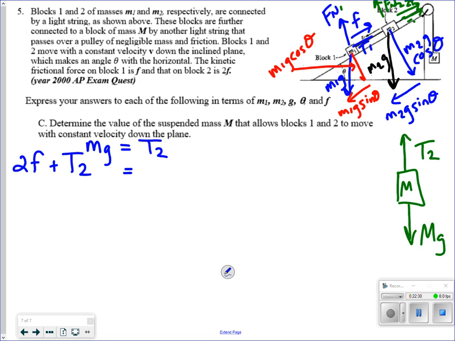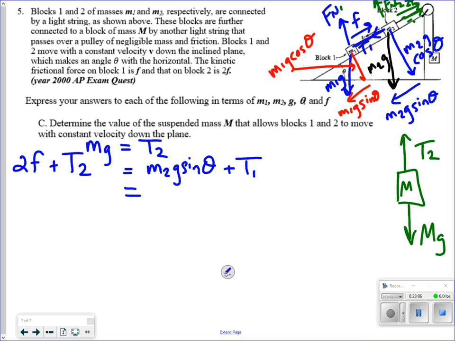And for block 2, what's trying to go down the hill, right? That's the main thing that you have to ask yourself. Well, for block number 2, you've got m2 g sine theta. I think I said that backwards, but you get the gist, right? And there's also T1. T1, I think I forgot to put on there, right? But this guy over here's got T1 trying to go down the hill. There we go.